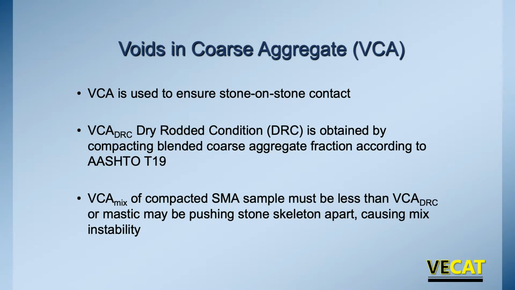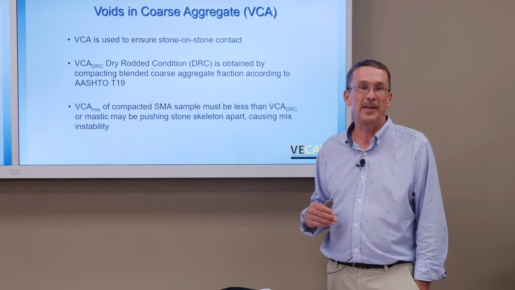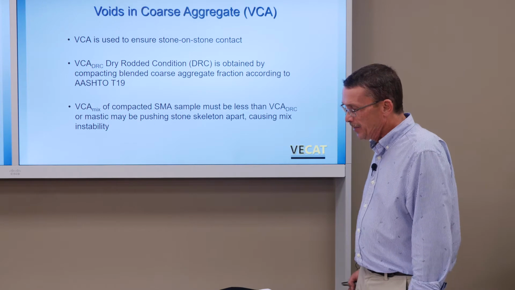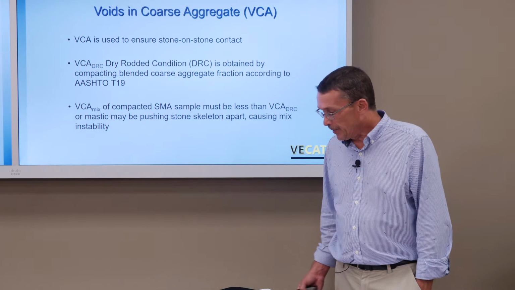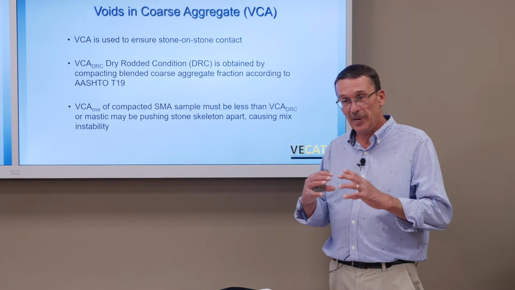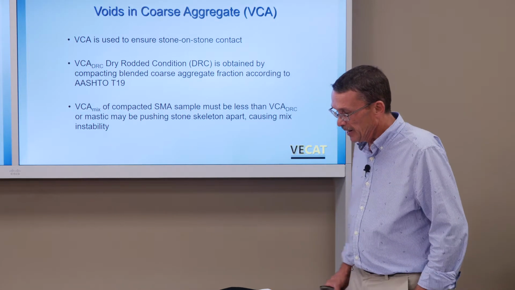Here's some of the new terminology that I spoke of earlier. VCA, the voids in coarse aggregate. The VCA is also a term similar to VMA. It is a measure of void space between only the coarse aggregate. So imagine, if you will, if you compacted a pill of SMA, and if you remove the binder, the mineral filler, and all the fine aggregate particles, and that pill still stayed in place, that represents the VCA.